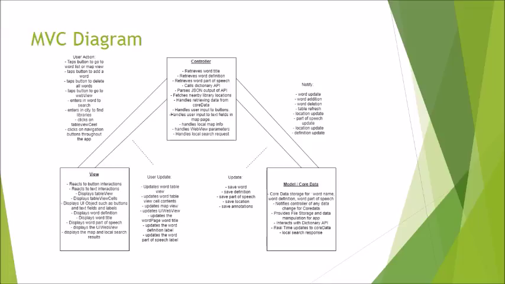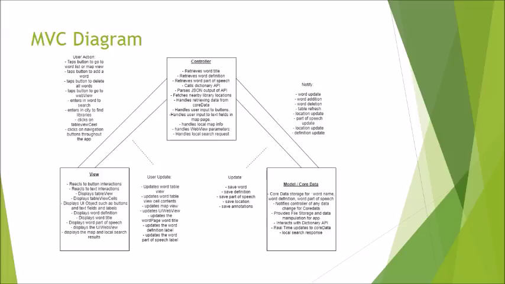The MVC diagram just goes over the model view controller architecture of my project. The view just basically displays buttons and labels and map views and stuff like that. It doesn't really handle any logic or data like the model does.